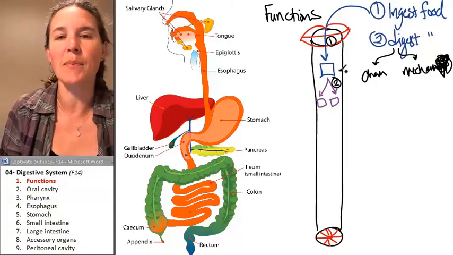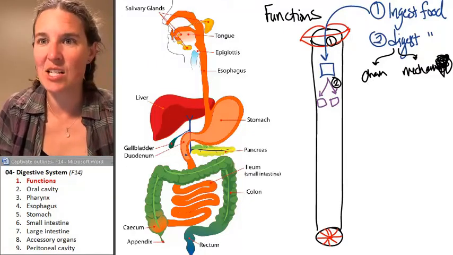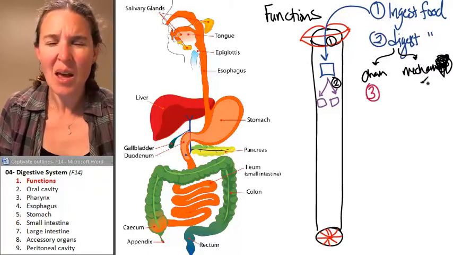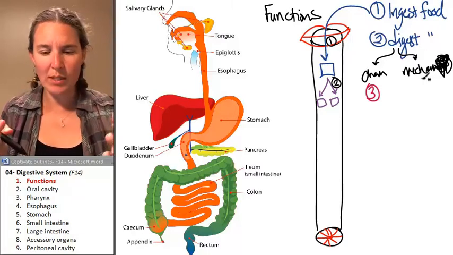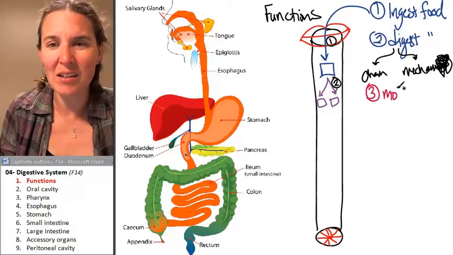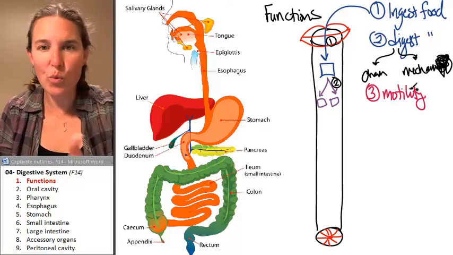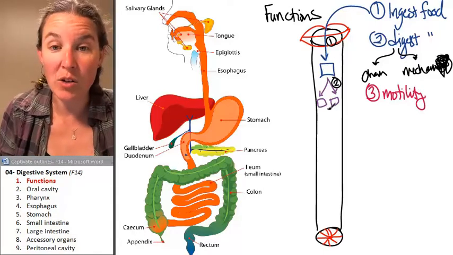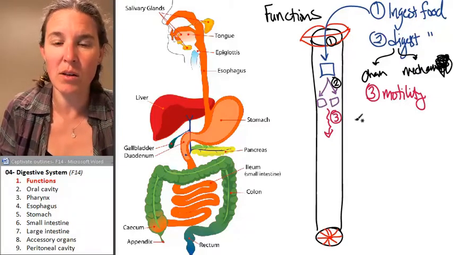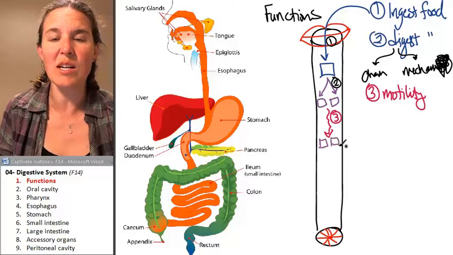A third thing that happens in the digestive system, I'm going to draw it in a different color. The whole system moves substances through it. So it's called motility. Basically, you're moving the particles through the GI tract. This is number 3. These particles move, and I'm going to try and make my little purple particles. They just move through the digestive tract.